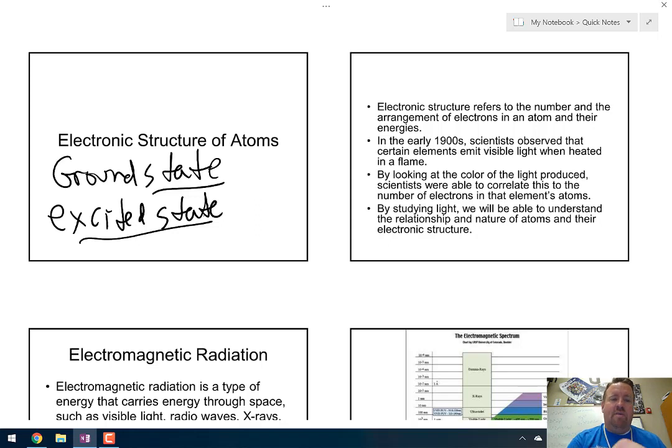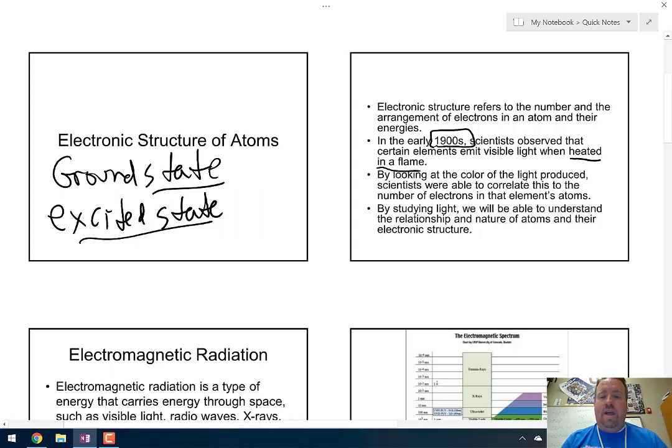Okay, and today what we're going to talk about is the energy that is released when the electron falls back from an excited state to the ground state, about that light. So early in the 1900s, scientists observed that certain elements emit visible light when heated in a flame. When you heat something in a flame, you're adding energy to it, and when you add energy to that atom, the electrons can move up to a higher energy level.